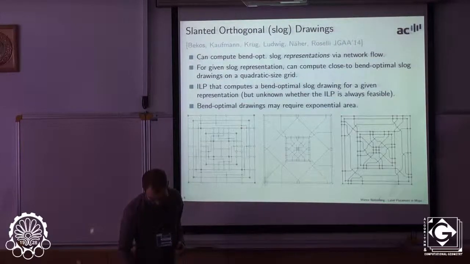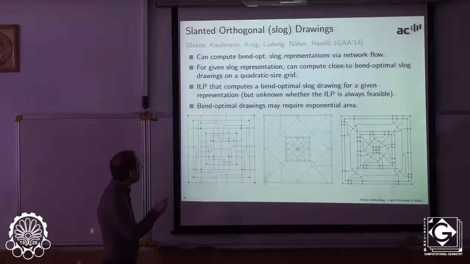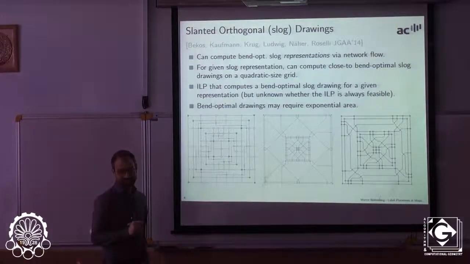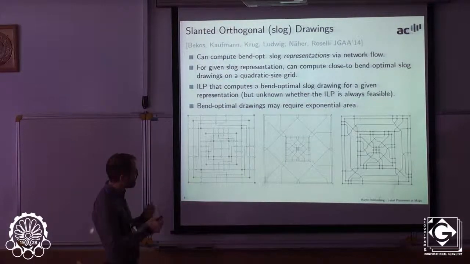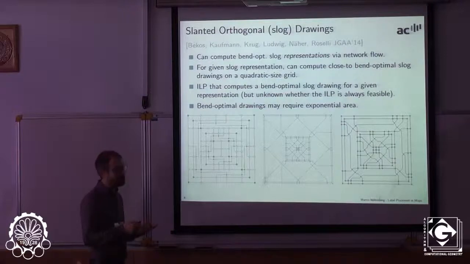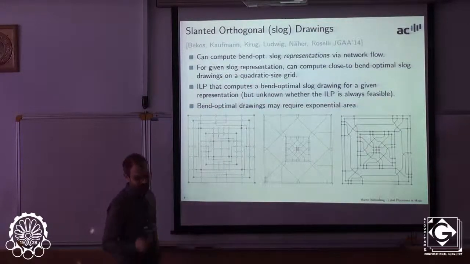Yeah. And one thing also to note is that if you really want to go for bend optimal, then there are examples that require actually exponential area. Yeah, so it's clear that this is a parameter that you can play with as a trade-off. You can go close to bend optimal in quadratic size grid. If you really want to have bend optimal, then sometimes you need a very large area.